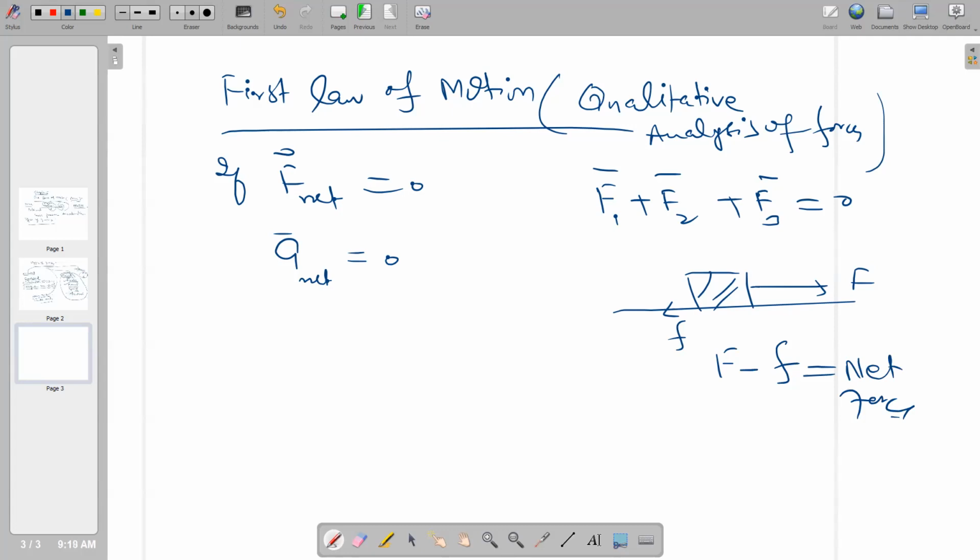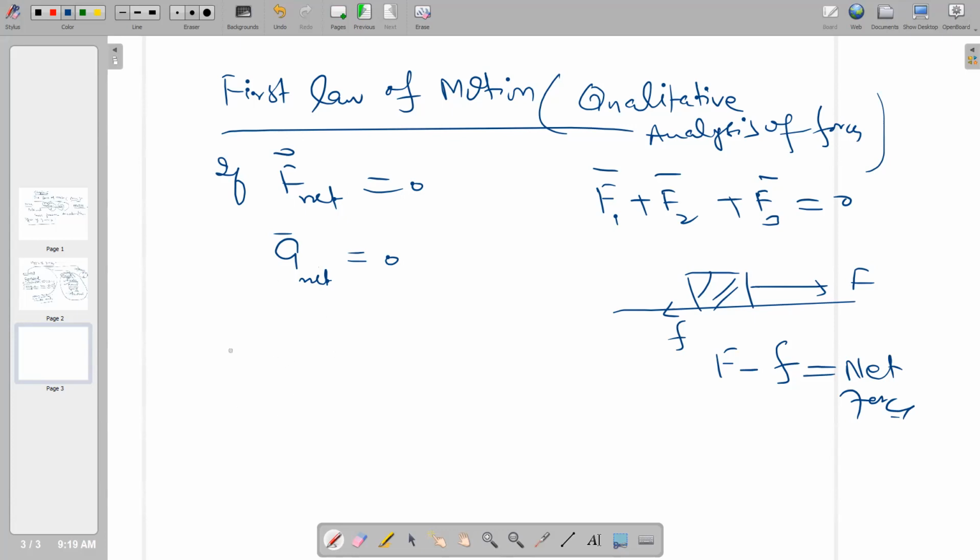We always measure the net force. We are not measuring the individual force. We always measure the net force, so the acceleration will be the net acceleration. So it means if F is equal to 0, there is no change in the state. No change in the state means the body is not moving.